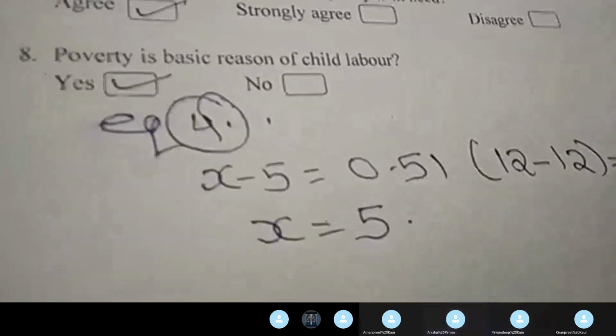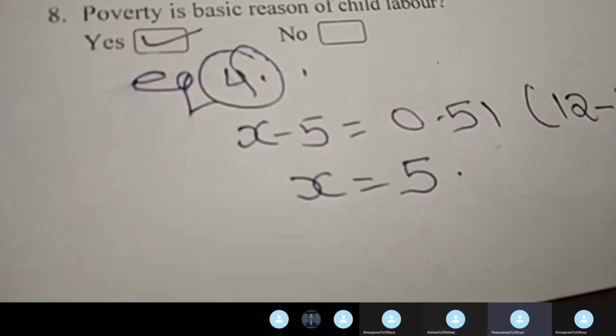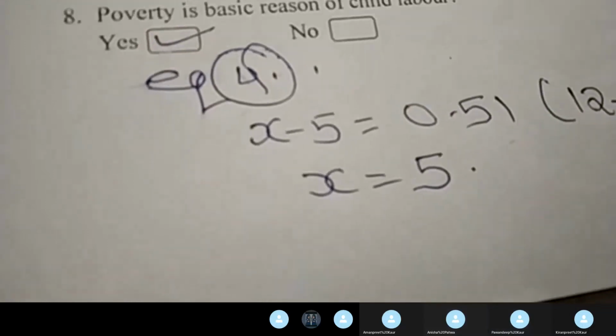Any doubts? Are you clear with this point?